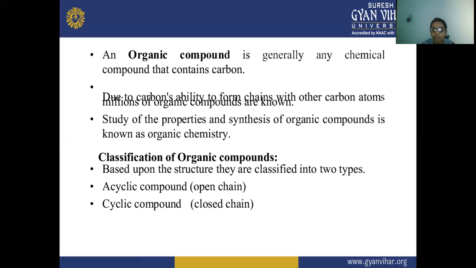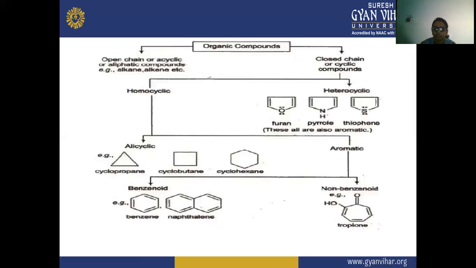And the classification of organic compounds based upon their structure, they are classified into two types: acyclic compounds and cyclic compounds. Acyclic means they have an open chain and cyclic means they have a closed chain. Next, you can see this is the organic compound. They are divided into two categories, the open chain or acyclic, which you can also call the aliphatic compound, and next is the closed chain or the cyclic compound.